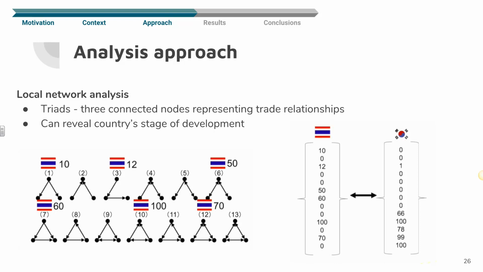So a couple of concepts that are important for how they approach this. Triads, which is basically 3 connected nodes. Each node represents a country. And there are 13 possible combinations of the relationship between those 3 nodes. So in this example, we have Thailand. Thailand would be the top node in all of these triads.